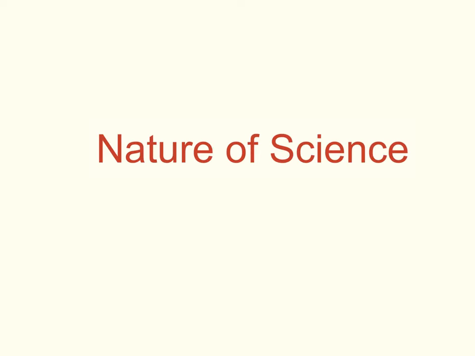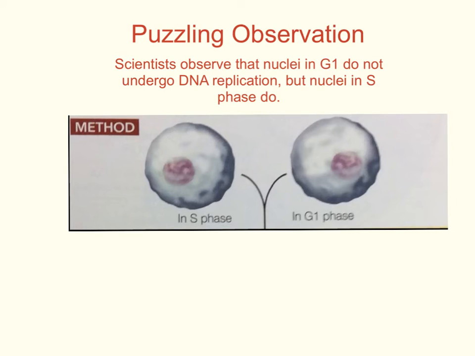Let's look at an example problem similar to the problems you have in the homework. As we know, the first step in the scientific method is to observe something and to have a question about it. So here's a puzzling observation that's given to us. Scientists observe that nuclei in the G1 phase do not undergo DNA replication, but nuclei in the S phase do.